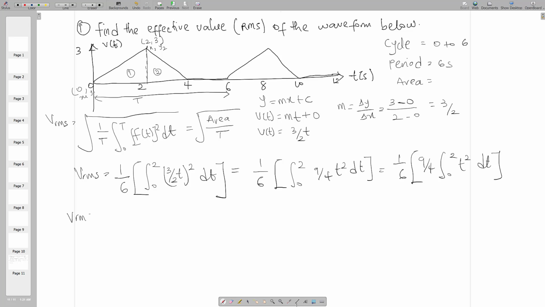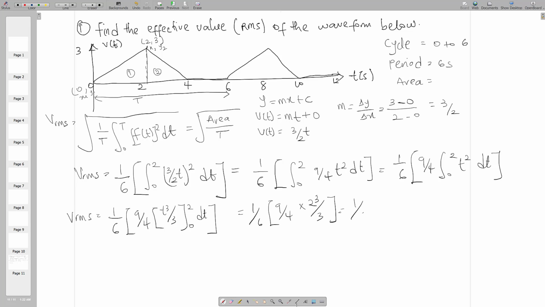So VRMS will be equal to 1 on 6 multiplying 9 on 4. But when we integrate t squared, we will have t cubed on 3 like this, and the limit from 0 to 2 dt. So we have 1 on 6 over here, 9 on 4 times 2 to the power 3 all on 3.